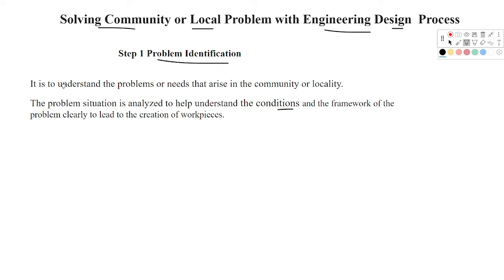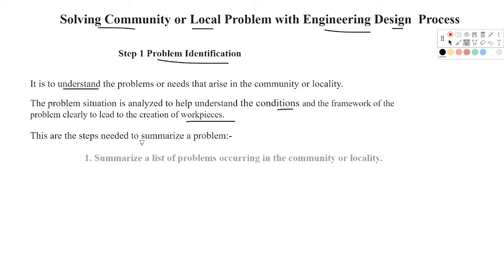So the first part is to understand the problem, and then you also have to analyze in order to help understand the condition of the problem, so that you can be able to create a workpiece for the problem. And these are the steps needed to summarize the problem. So maybe you have 10 problems that are arising in the community or the locality. These are the steps that are supposed to be used for you to be able to summarize the problem and to be able to know which problem you need to work on first.